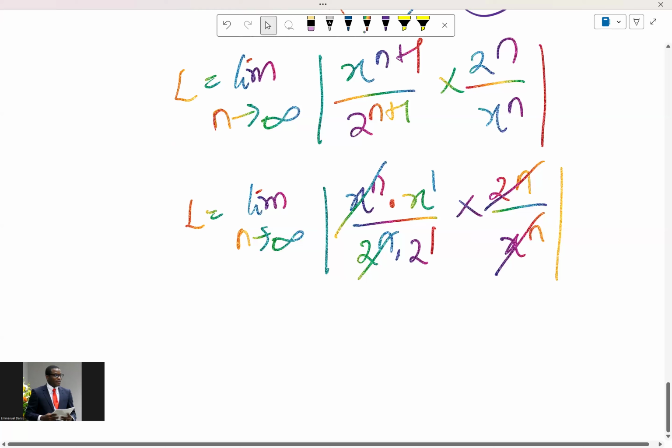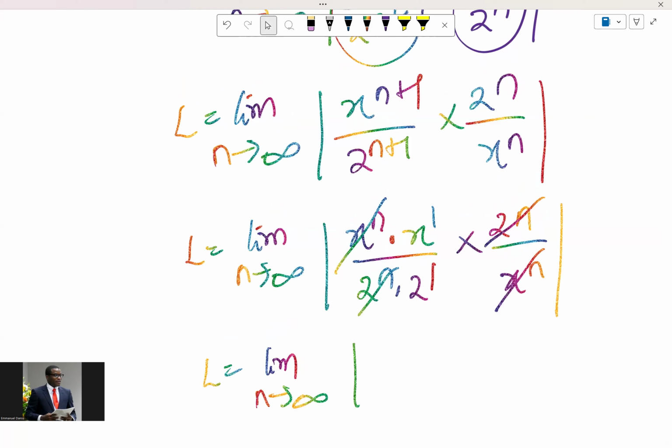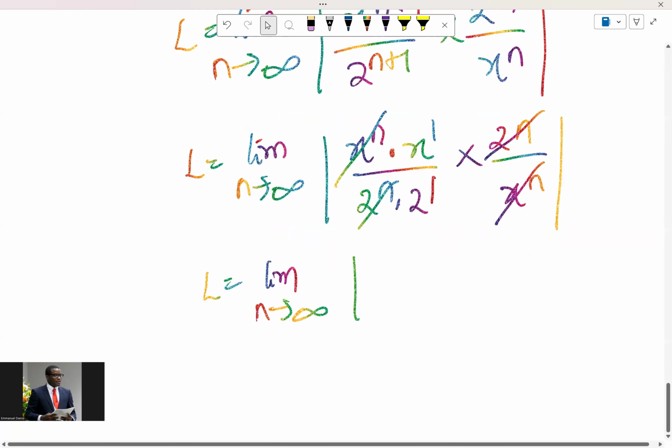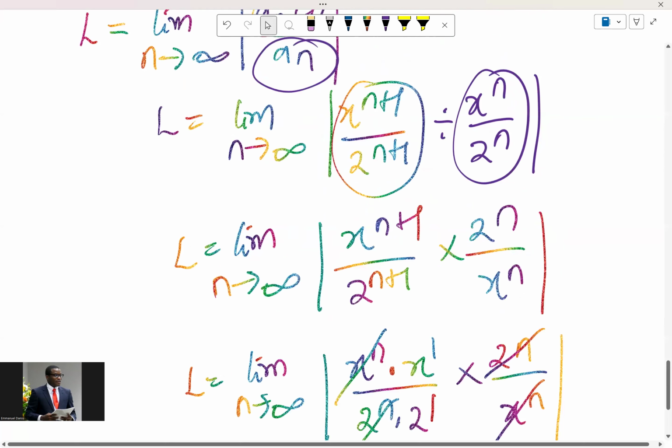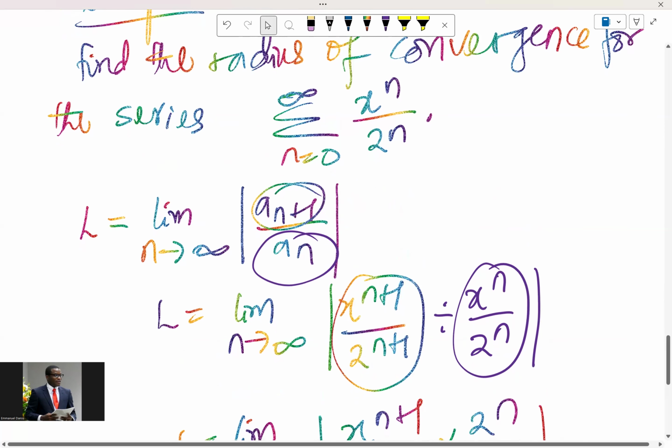So we have L to be the limit as n approaches infinity of x. What's happening here? x^n cancels out and we have x left. So this is x all over 2, x over 2.